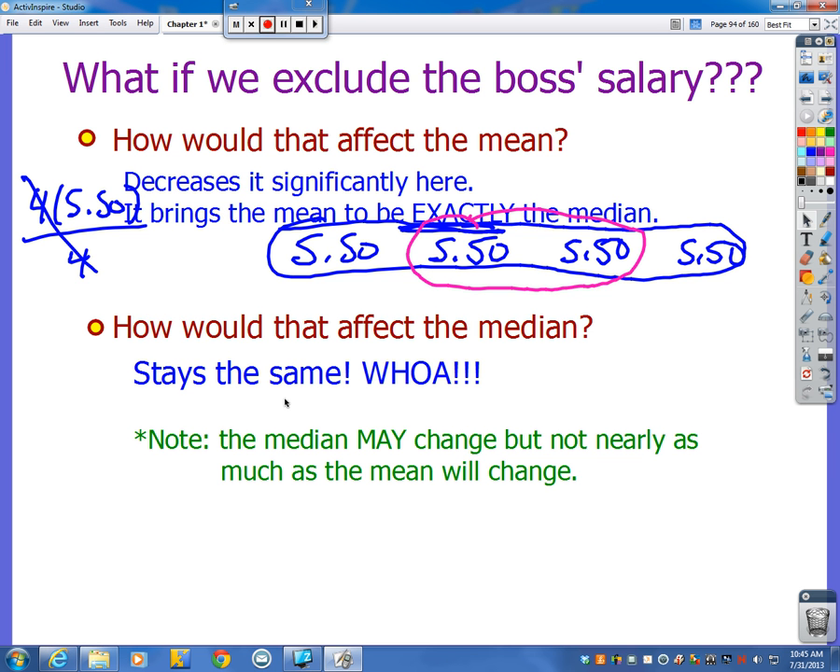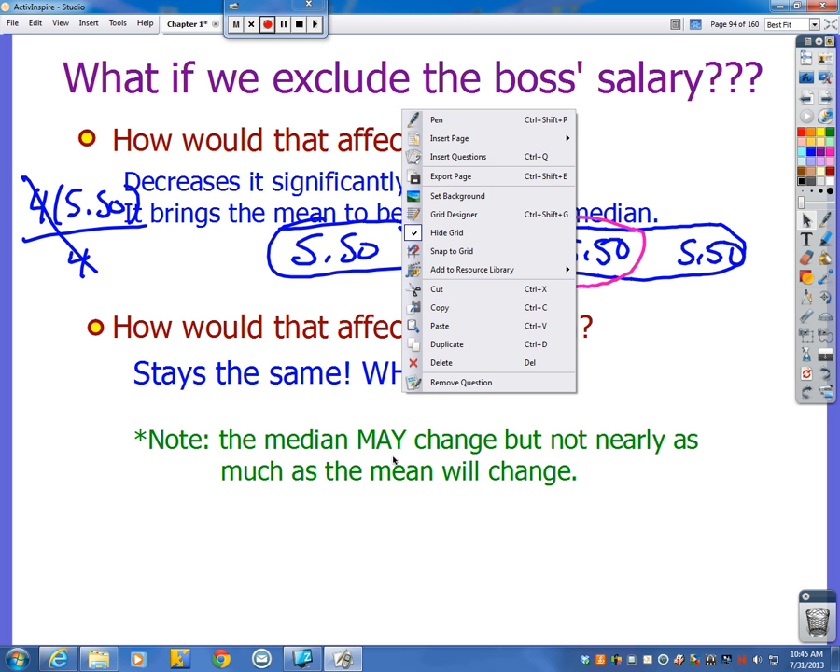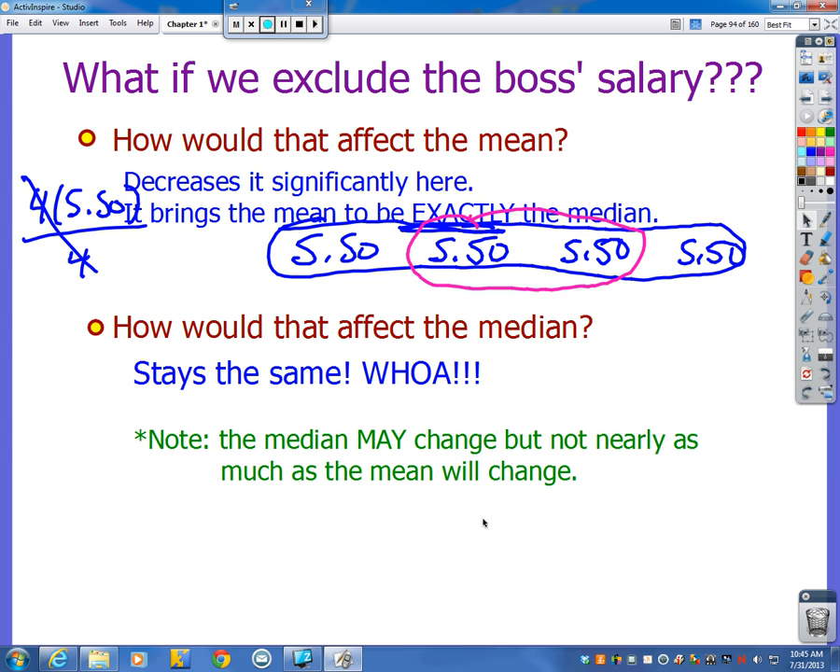Will that always be true, that the median will stay the same once you get rid of an outlier? No. But if it does change, as I note here, it may change, but not nearly as much as the mean will change. The mean will have a dramatic increase or decrease depending on where that outlier is.